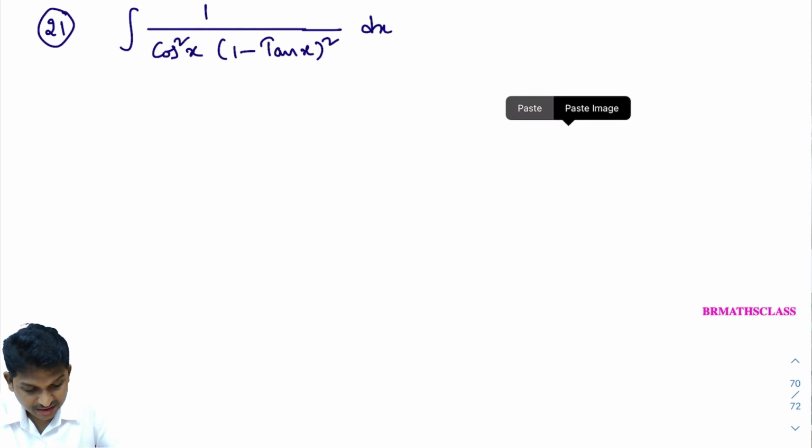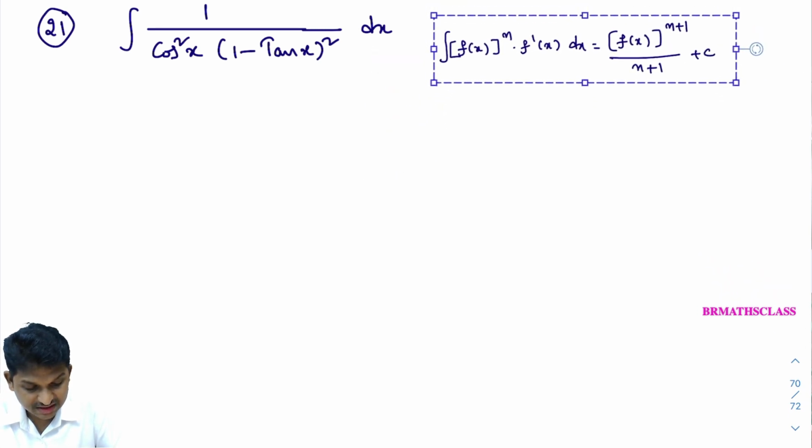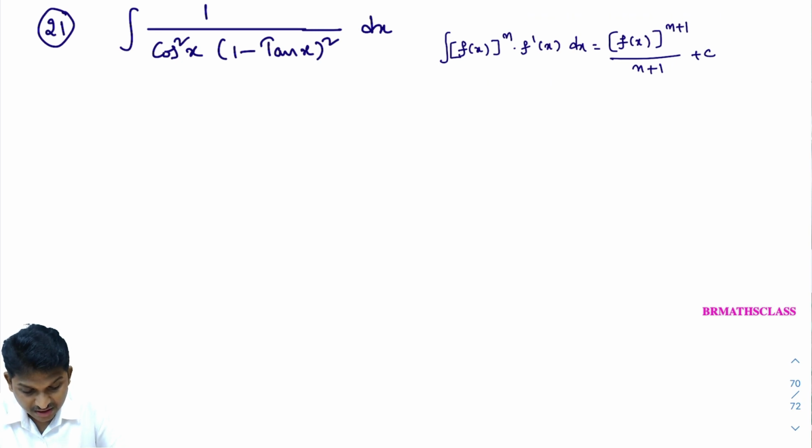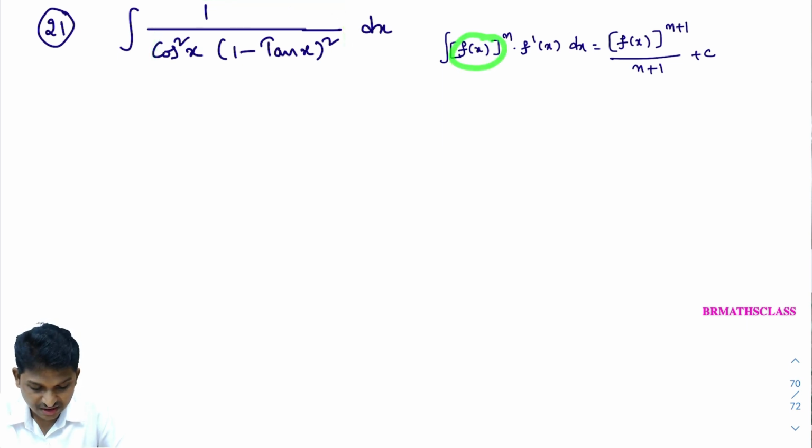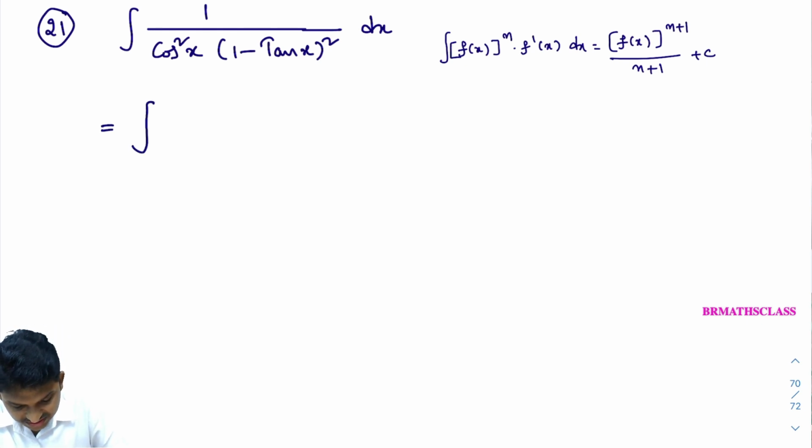Hero of this story, we need that. I'll bring it first. Okay, this is the formula we needed to get this into this form. Actually, this is here f of x whole power n. You look here, 1 minus tan x whole square is there. Or I can rearrange the given function like this.